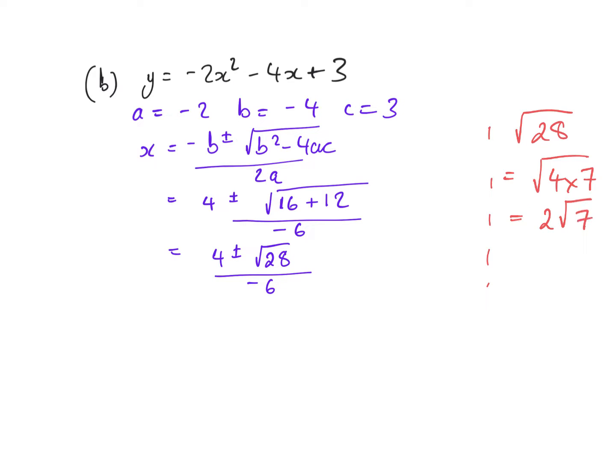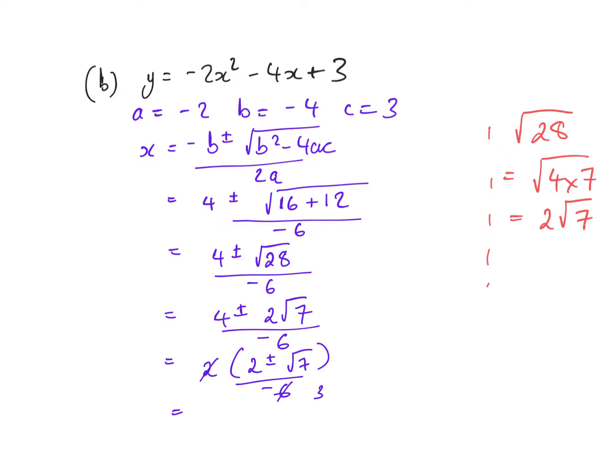2 root 7. So now if I keep going with that, that's an answer, but I want to simplify it as much as possible. So 4 plus or minus 2 root 7 on minus 6. Take out your common factor up the top, which is 2, and you're left with 2 plus or minus root 7 on negative 6. Okay, 2 and 3, and so you're left with 2 plus or minus root 7 on negative 3. Now that can be written a few different ways.